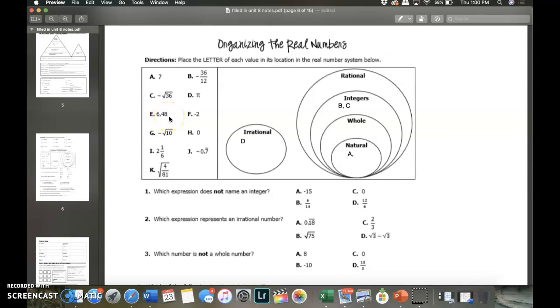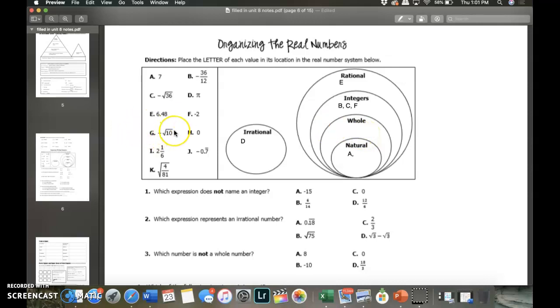E, 6.48. It's a weird number, right? Because it's a decimal, but it's a decimal that ends. So as long as it ends or repeats, it's going to be rational. So we're going to go up here to rational and type E. F, negative 2. Well, it's rational. It's also an integer. Is it a whole number? Nope, can't have negative wholes of anything.